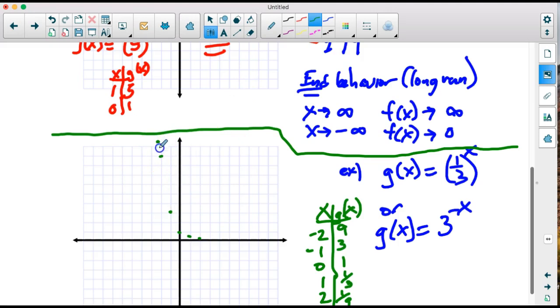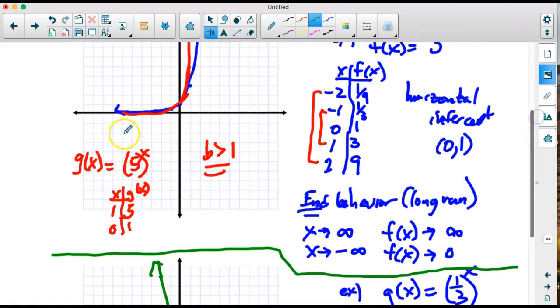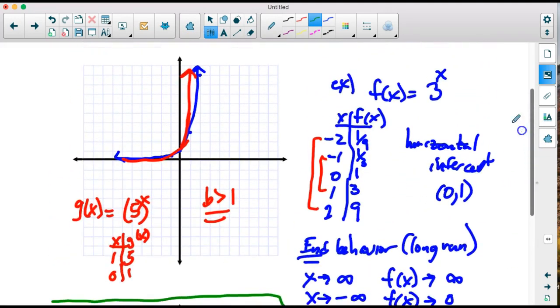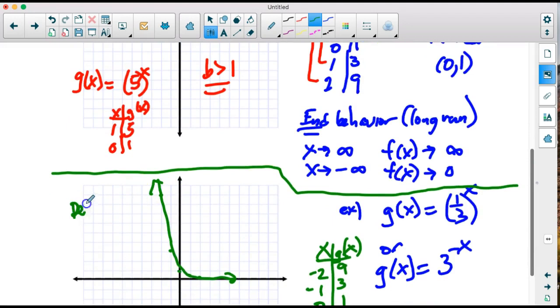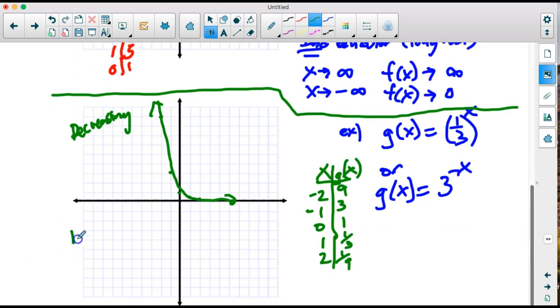In this case, the graph is decreasing and approaching a value of 0 as x gets bigger. Here, this one's increasing and approaches 0 as x gets smaller. So it's always increasing or always decreasing. Now this works when b is between 0 and 1. This is what it looks like. It's going to have the same intercept of (0, 1). It's going to decrease instead of increase.